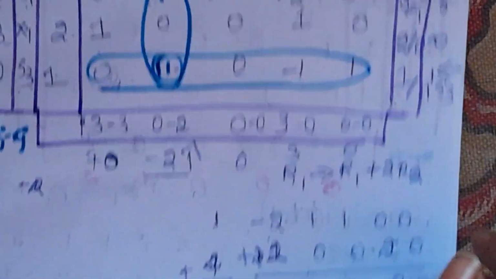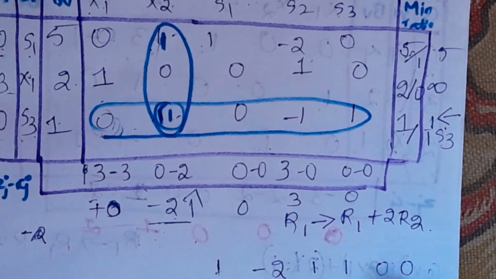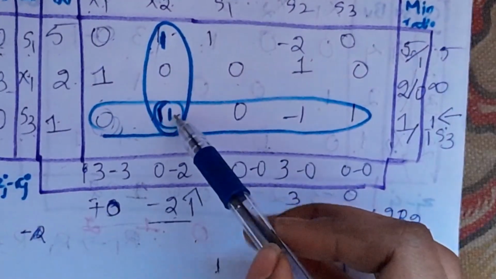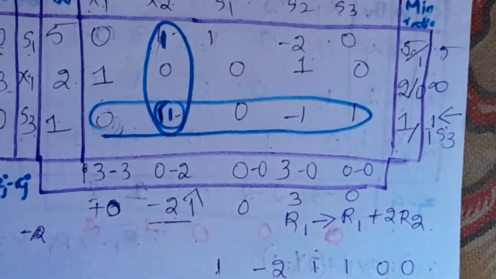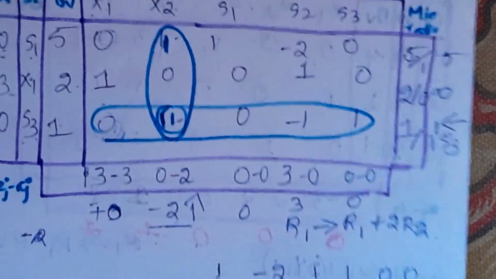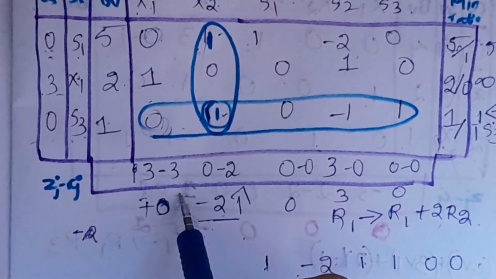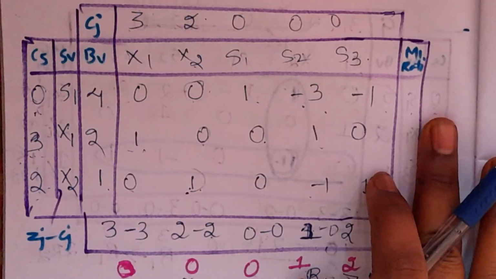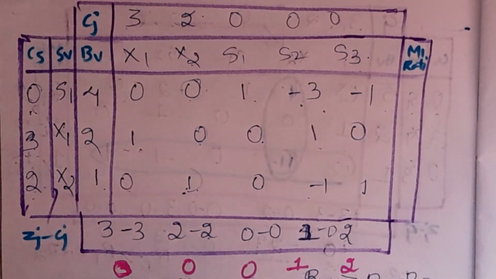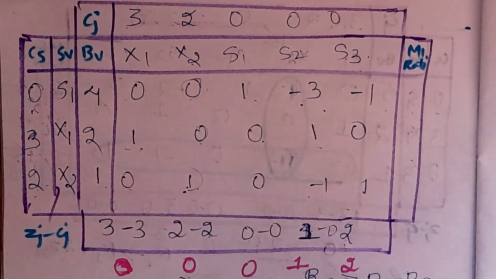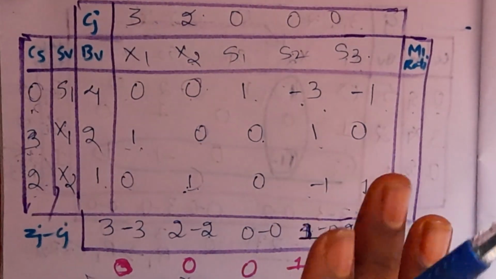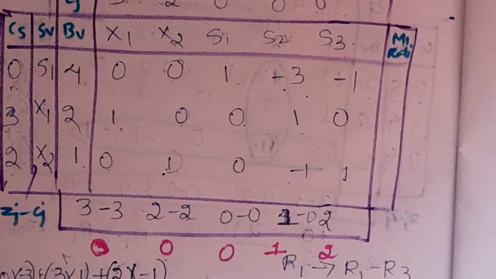How can we do that? By using the row reduction method. We have to make the upper and lower elements of the pivot element 0. Even after solving the second iteration, if we still get negative values, we have to do another iteration table. After doing that, if we get all positive values, then we have to stop our solution.